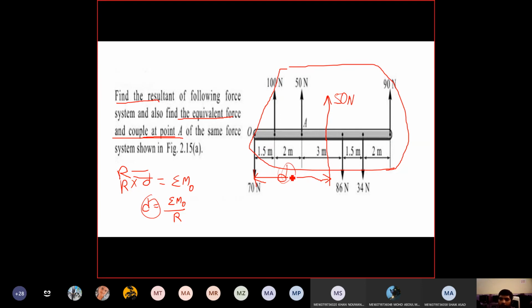Okay, now 50 Newton is acting in the upward direction at a distance so and so. But this is the resultant force we completed. Now find the equivalent force and couple at point A. At point A we have to calculate that equivalent force and couple. Okay, now how to calculate, I will show you. Till now is there any doubt?